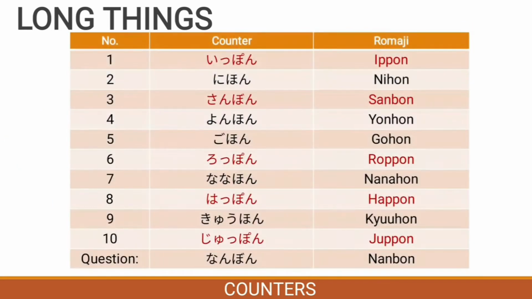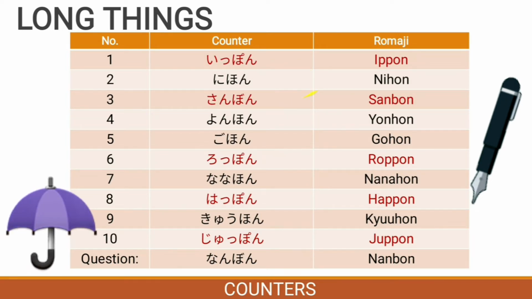Sige, so long things. We have here Ippon for 1, 2 is Nihon, 3 is Sanbon, 4 is Yonhon, 5 is Gohon, 6 is Roppon, 7 is Nanahon, 8 is Happon, 9 is Kyuhon, 10 is Juppon. Interrogative natin is Nanbon.